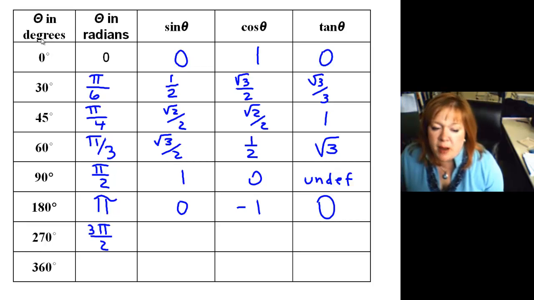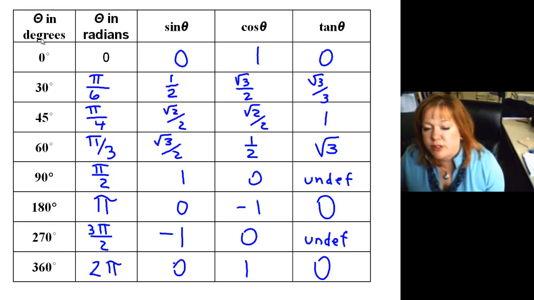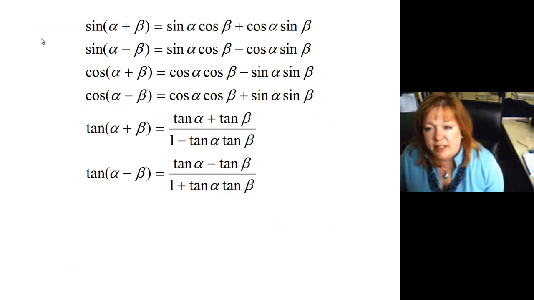270 is 3 pi over 2. -1, 0, and undefined. 360, 2 pi, 0, 1, 0, that's the same as 0. And now you've got your chart filled in. You're going to need this. Here are the sum and difference formulas. Dun, dun, dun. Don't they look crazy? But it's really not too bad when you look at it.